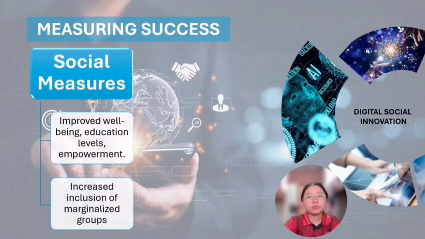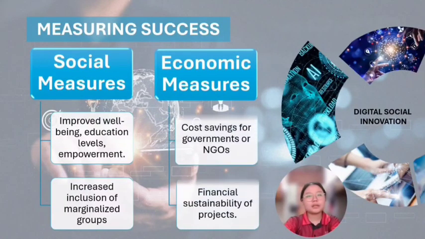Success can be seen through improved well-being, higher education levels, and empowerment of community. For example, if a digital platform helps marginalized groups gain access to healthcare or education, this is a clear social achievement. And the second perspective is from economics. Success can include cost savings for governments or NGOs. Besides, the financial sustainability of the project itself is also a key to measure the success.